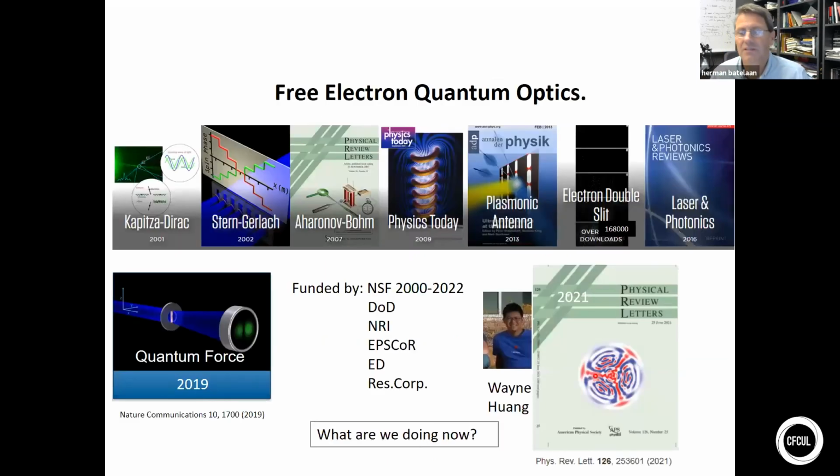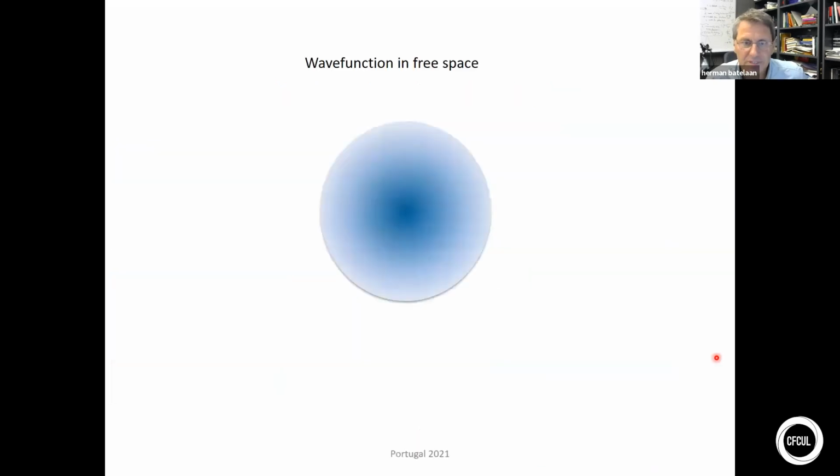All right, since I work in what I would like to call an area that we're trying to open up with a couple of people, free electron quantum optics, and here are some of the topics we worked on. Kapitza-Dirac was mentioned before. I just mentioned the Aharonov-Bohm and the new quantum force and the double slit, and so on. Here's one of the newer ones, which is changing a harmonic oscillator into a two-level system, which was just published. What are we doing now? Maybe this is fun.